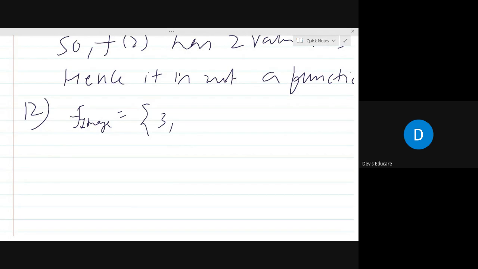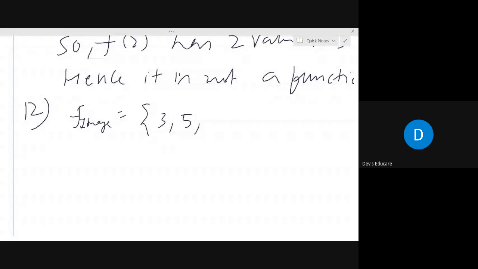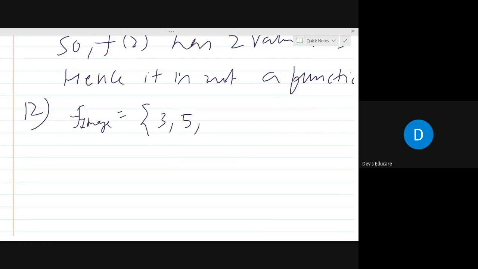Highest prime factor of 10, Muskan. The prime factors of 10 are 2 and 5. So the highest prime factor is 5. Highest prime factor of 11, Muskan. 11 itself. Highest prime factor of 12 is 3. And we have already written 3 over here. We do not repeat elements in a set, you know that, right? And 13. So these will be the images.